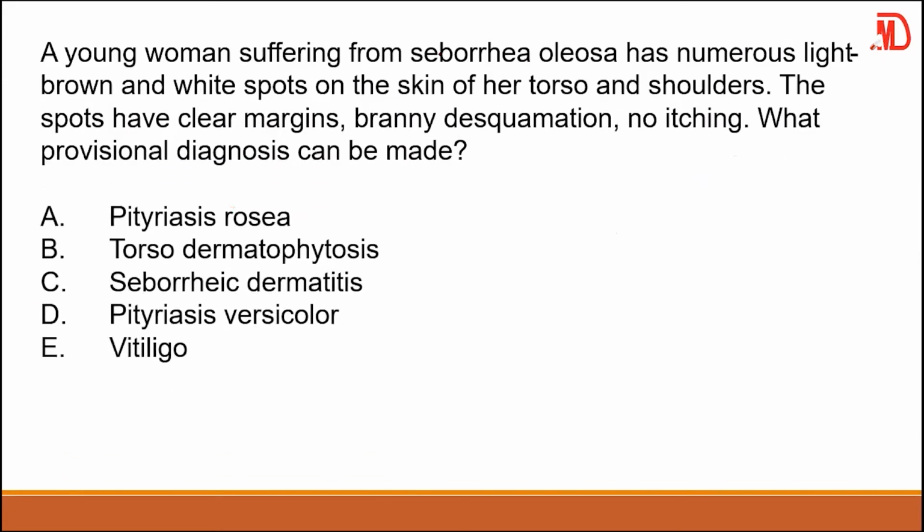A young woman suffering from seborrhea oleosa has numerous light brown and white spots on the skin of her torso and the shoulders. The spots have clear margins, branny desquamation, no itching. What provisional diagnosis can be made? This is, I think, Juma's question, so you answer the question, Juma. Juma, what's your answer? Pityriasis versicolor.